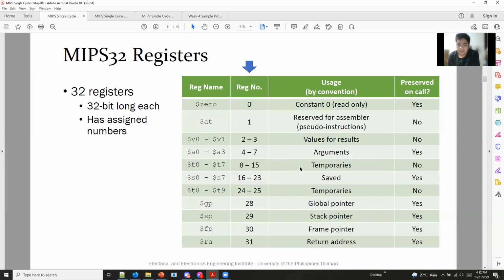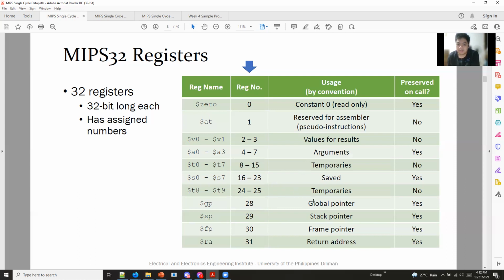And then itong temporaries, mga temporary registers, parang general purpose registers sila na pwede mo sulatan and everything. Then si S0 to S7, 16 to 23, ay saved temporaries yung tawag diyan. So parang general na variables yan, pero it is assumed na yung mga function or subroutines, hindi nila pwedeng galawin yung S0 to S7. So for functions and subroutines, ang temporaries lang usually yung ginagamit.